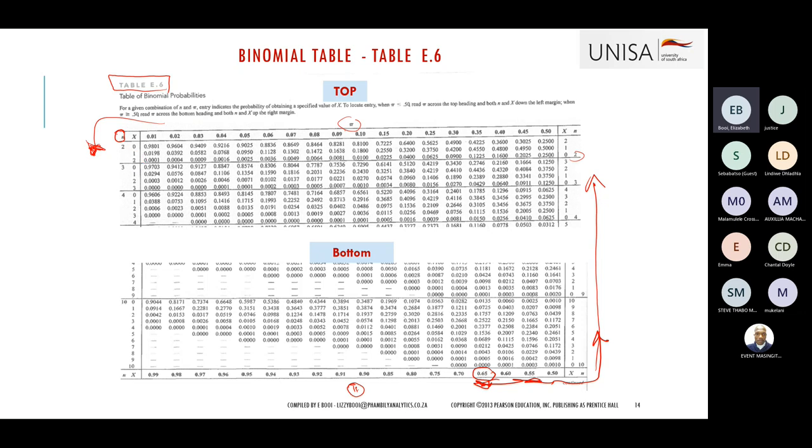Because if I say, if my probability of success is 0.65 and my N is 2, what is the probability that X is equal to 1? If you come this side, you will find that that probability is 0.198, but the probability actually is equal to 0.500. So you need to be very careful when you read your binomial table. It's easy. You just need to understand it. We will do some activities and we can use the table. I will show you how to.